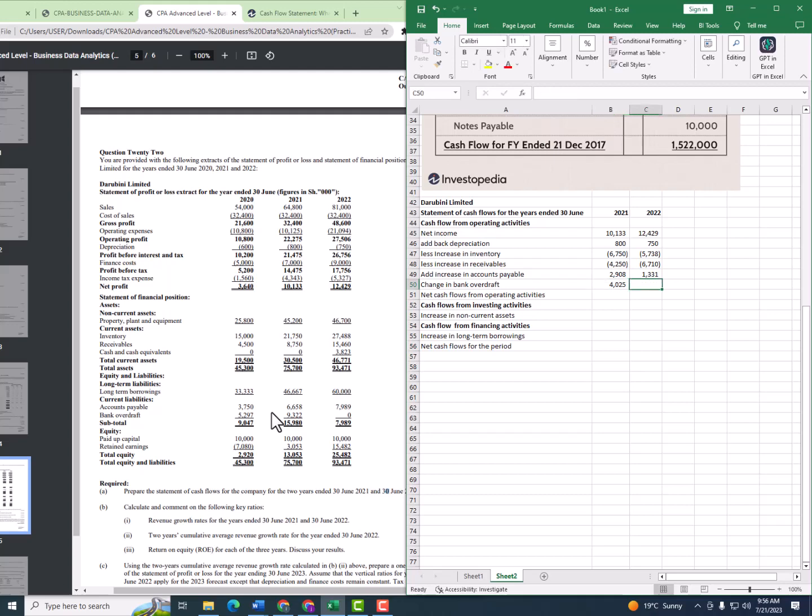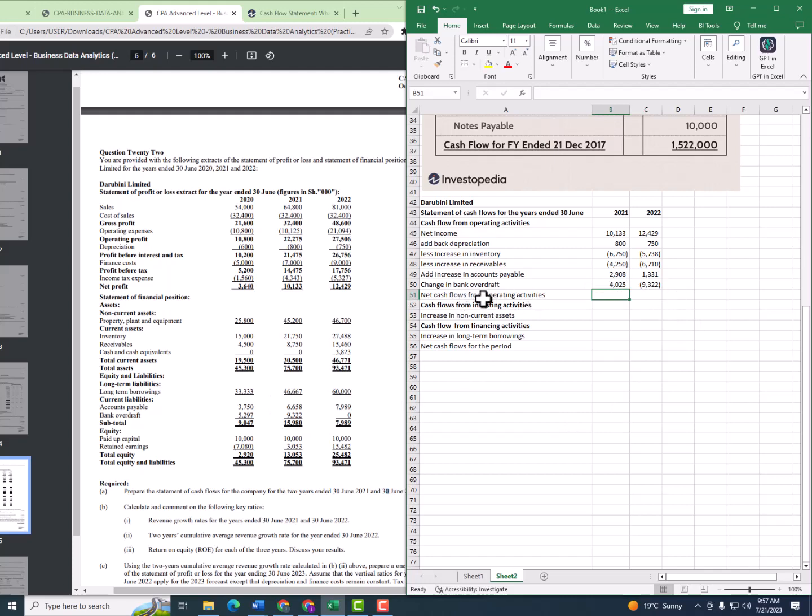And then for 2022, it reduced to 0, meaning that we paid it off completely, and therefore it was a negative cash outflow. We write equals minus open brackets. We can already see that it is 9322. So if it was 9322 for 2021 and it became 0 in 2022, it means that you paid it off in full. But let us just write for the sake of consistency, 9322 minus 0, close brackets, hit enter. So what does that mean? It means that it was a cash outflow.